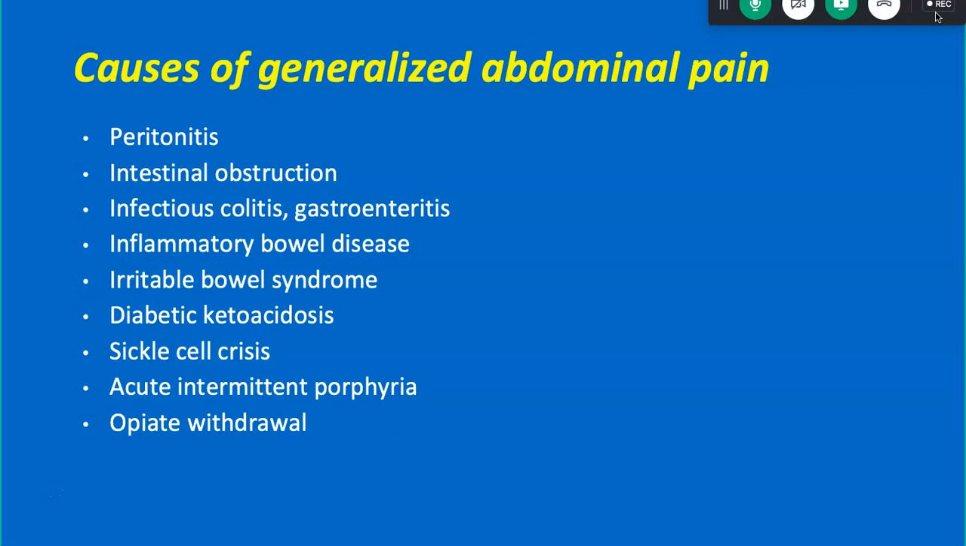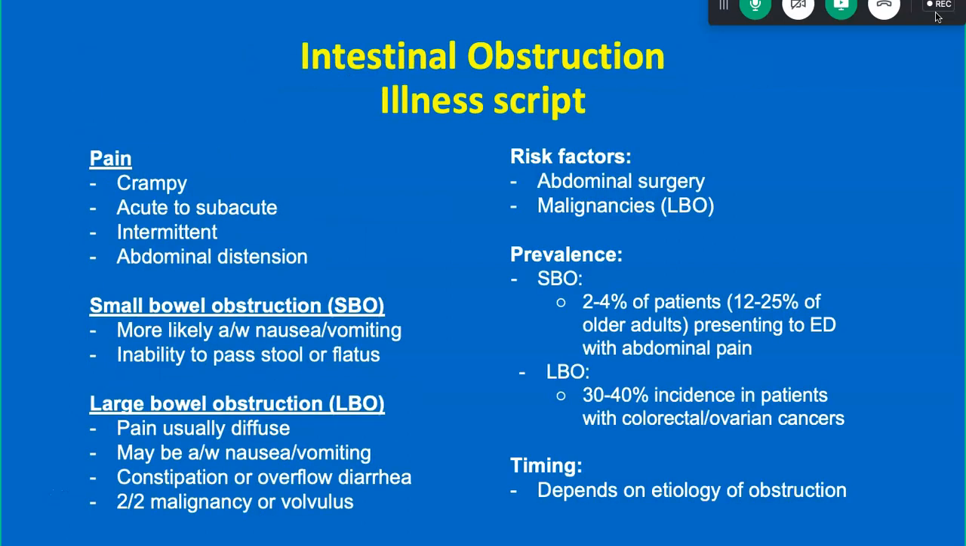Diabetic ketoacidosis also can present with abdominal pain, as can sickle cell crisis, a rare disease called acute intermittent porphyria, and opiate withdrawal due to adrenal insufficiency, which may occur in these patients. Now, we're not going to talk about all of these diseases, but we're going to highlight some of the ones that you really ought to know. And so Zach is going to take us to the first one.